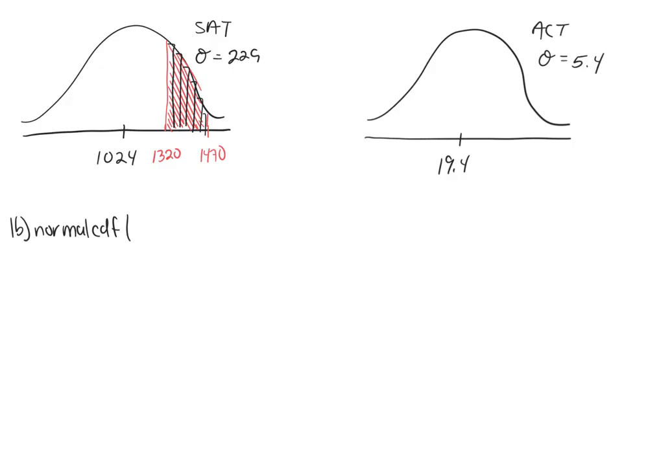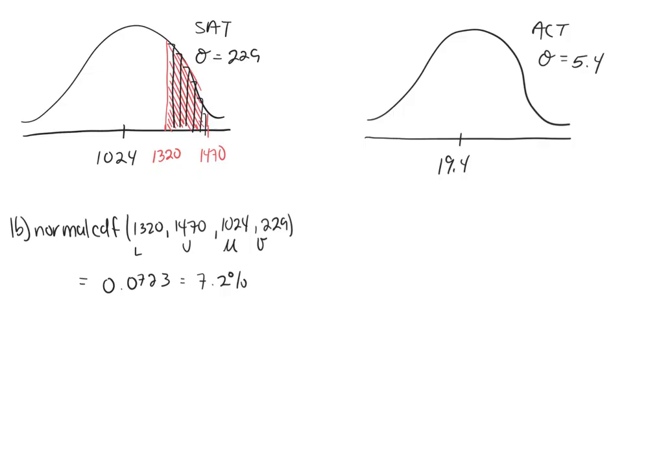And to find the shaded area under the curve using normal CDF, you need to put in your lower bound. So this would be a 1320. The upper bound goes up to 1470. And then don't forget to put in the mean and the standard deviation for this distribution. So that is a mean of 1024 and a standard deviation of 229. And when you press enter here, we're going to get an area, I'll write it down here, of approximately 0.0723, so we can round that to about 7.2%.